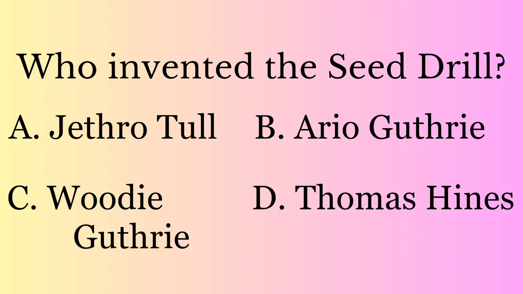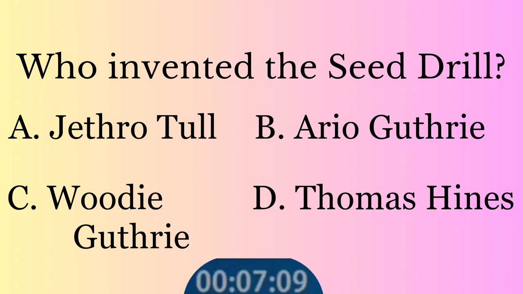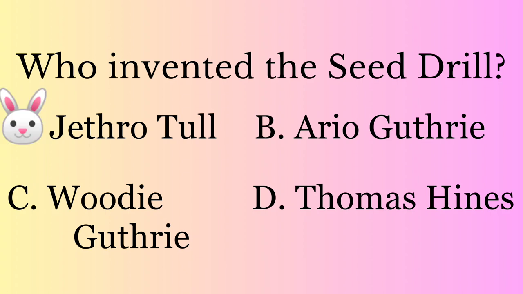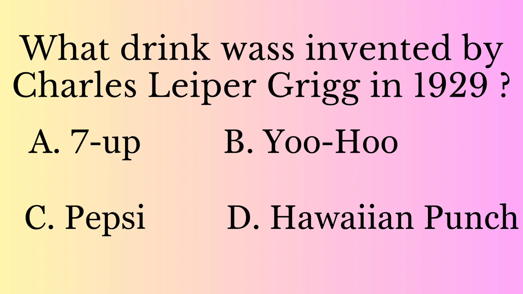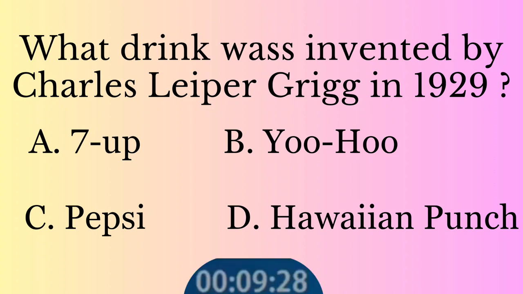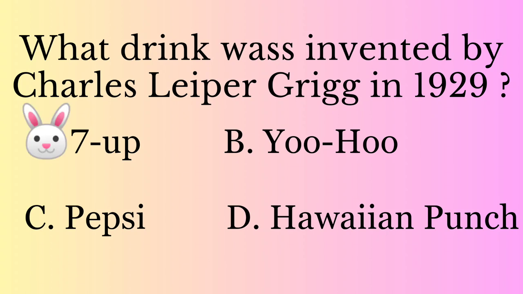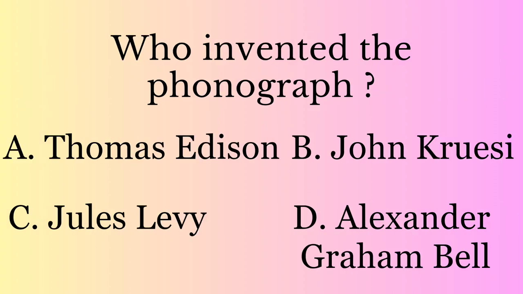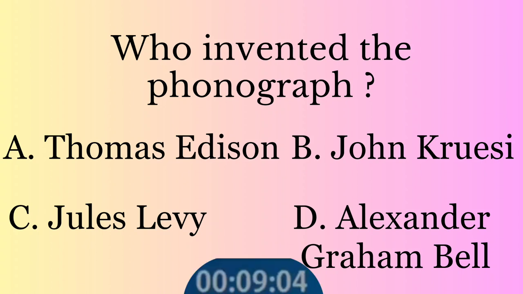Who invented the seed drill? Jethro Tull, invented in the early 1700s. What drink was invented by Charles Leiper Grigg in 1929? Seven Up. Grigg, who was from Missouri, originally named his creation Bib Label Lithiated Lemon Lime Soda. Who invented the phonograph? John Creasy.